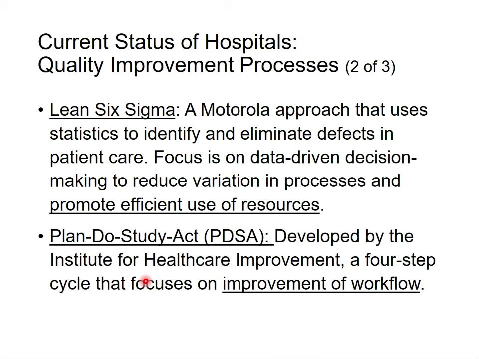So in order to improve the quality, there are certain standards, certain processes, or even certain organizations that help collect data and allow the use of this data to help better decision making. So there is a process or an organization, Lean Six Sigma. They use an approach where they are collecting statistics constantly from patient care, and these statistics are used in decision making to help promote efficient use of the resources they have.